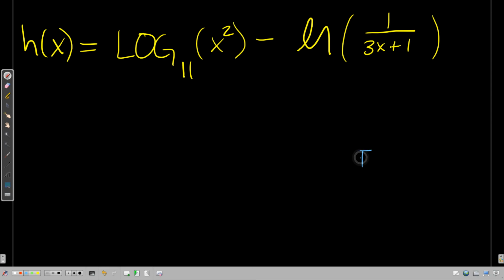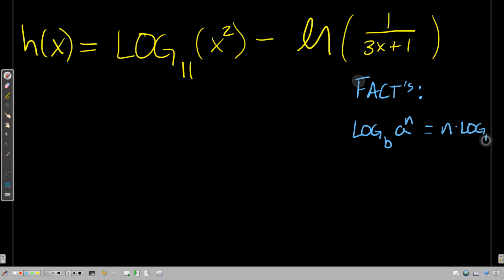Couple of facts. Here's a couple of facts that are indispensable. Number one, the logarithm of any base, if that argument has an exponent, then that exponent can be coming down out front of the logarithm. Indispensable fact. This is not a derivative, it's just a fact about logarithms.